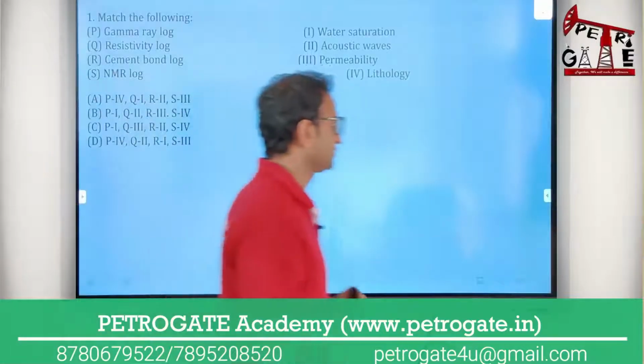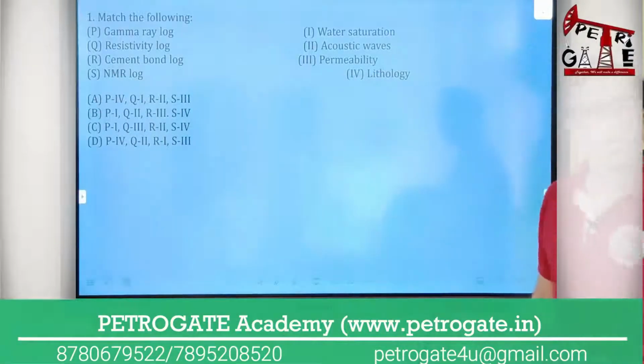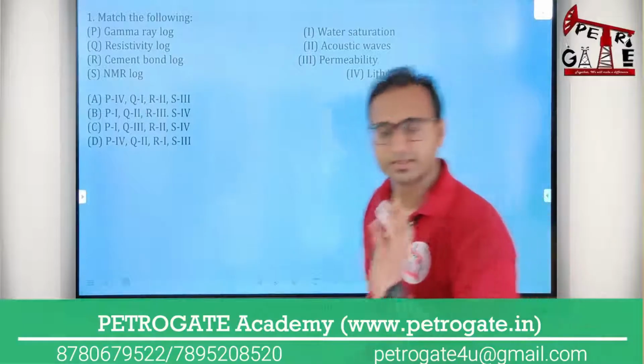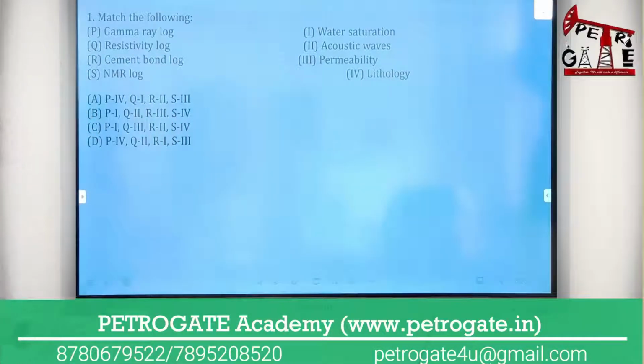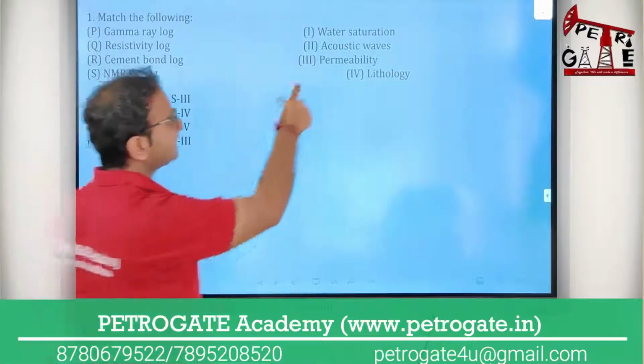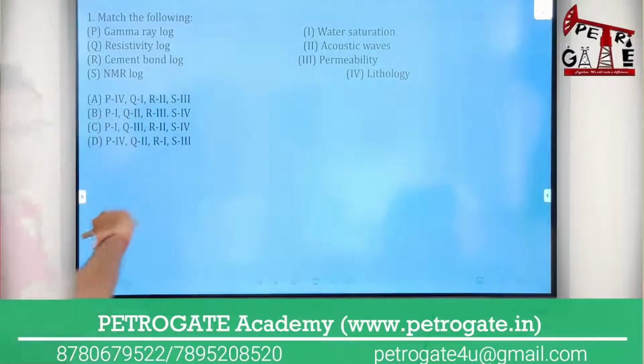Question number 1. You can see on the screen, it is a match the following question. And I told you many times that a match the following question is generally never wrong. Most students always get the right answer in match the following. In this question, column 1 has the names of the logs and column 2 has the application of each log. So I have to match the following.